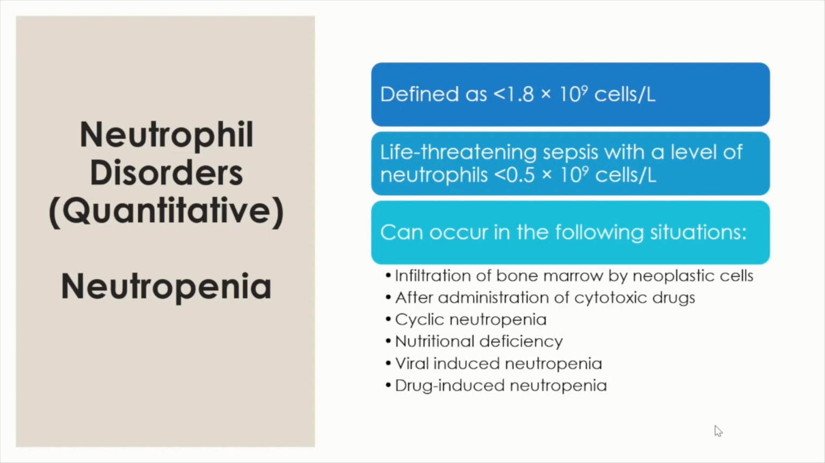So now we'll talk about the quantitative defect of neutrophil disorder. This condition is defined as less than 1,800 neutrophils per microliter of blood. Life-threatening sepsis occurs when the neutrophil count falls below 500 per microliter of blood. Neutropenia can occur in the following situations: infiltration of bone marrow by neoplastic cells, after administration of cytotoxic drugs for childhood cancer, cyclic neutropenia, nutritional deficiency, and viral and drug-induced neutropenia.